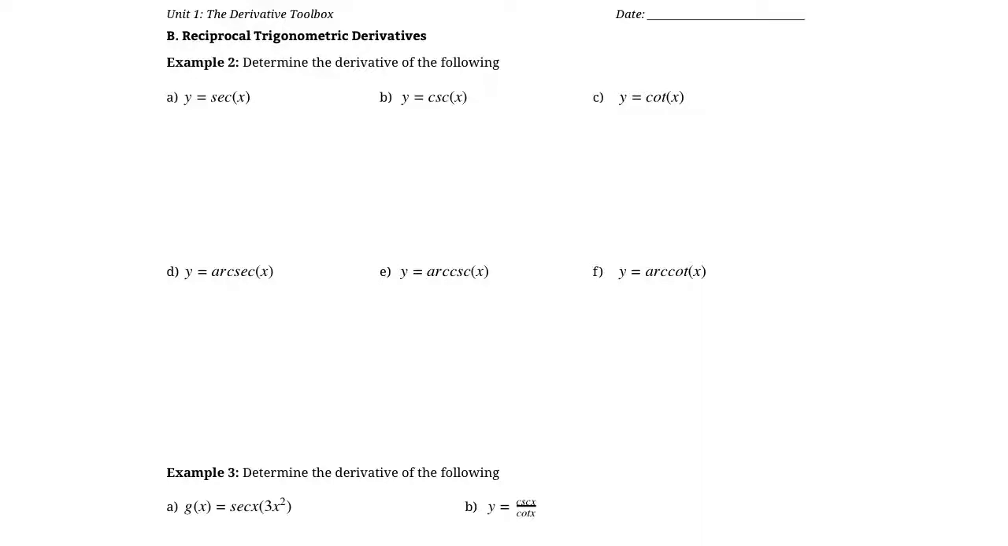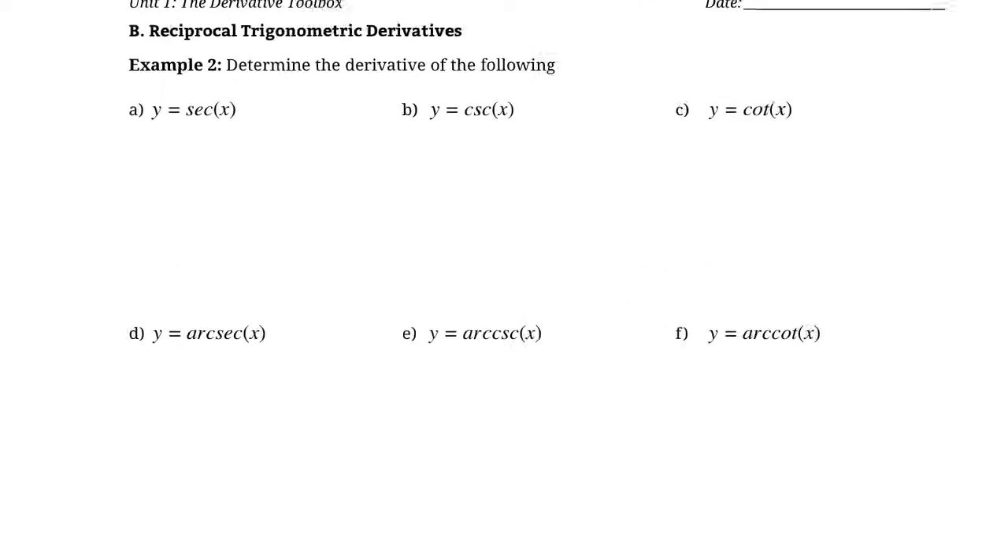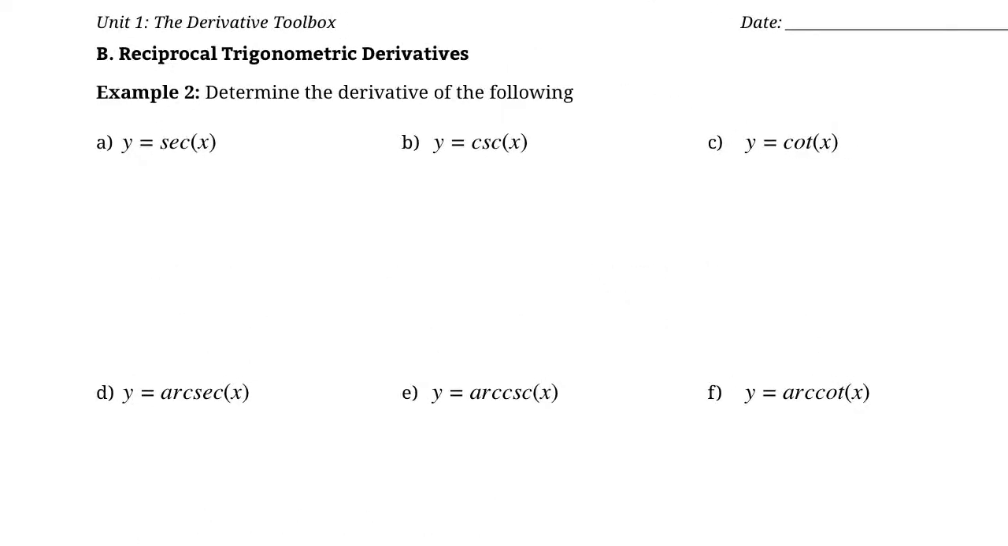Okay, so now that we're okay with the derivative of the inverse trig functions, let's look at the reciprocal trig functions. So we want to know what the derivative of secant x, cosecant x, and cotangent x, as well as the inverse versions of those, right? Arc secant x, arc cosecant x, and arc cotangent x. So let's start off with just the derivative of these three things at the top.